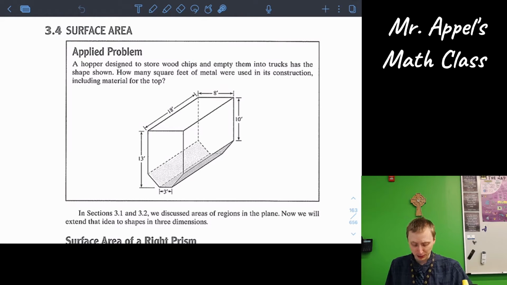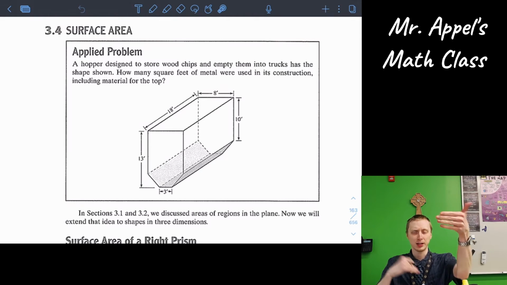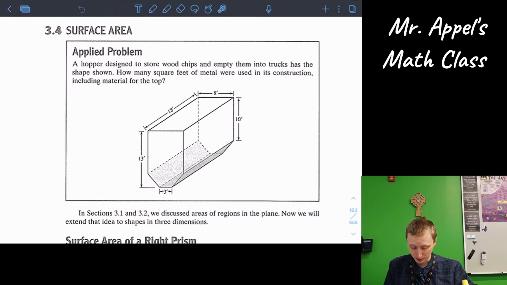So our applied problem to start us off involves a hopper designed to store wood chips and empty them into trucks. It has the shape as shown. How many square feet of metal were used in its construction, including material for the top? So imagine this was constructed out of folding up a large sheet of metal. How much total gets used?